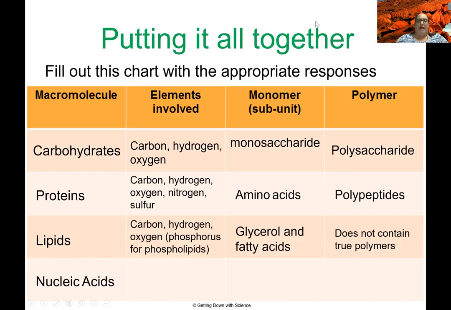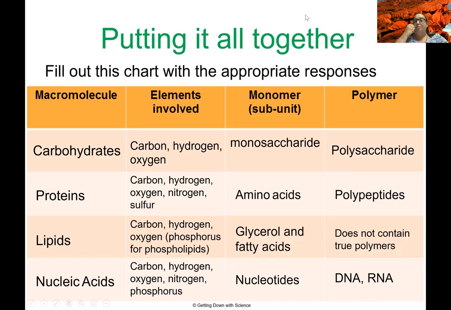And then we have our nucleic acids. Carbon, hydrogen, oxygen, nitrogen, and phosphorus. That's CHONP. Okay. The monomer is the nucleotides. And the polymer would be DNA or RNA. Okay. So that kind of gives you the big picture for nucleic acids and finishes up all of our key aspects that we wanted to focus on for our notes in Unit 1.